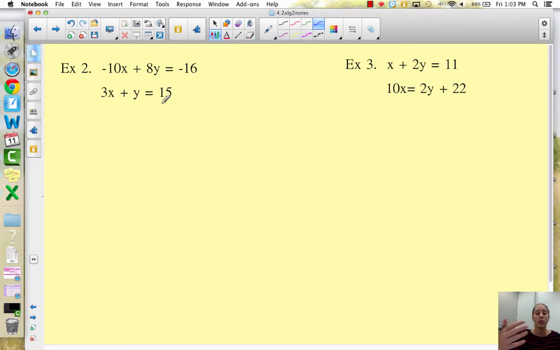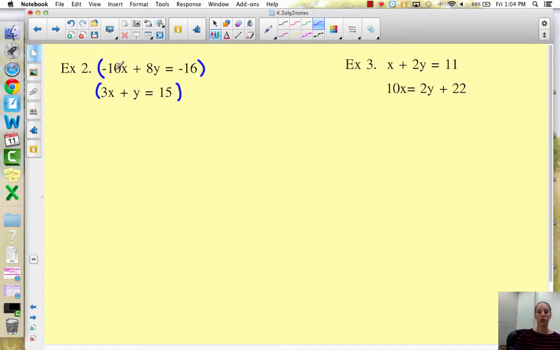So in this problem, I would go ahead and look at the x's, because what you notice is that the x's are already opposite signs. This one's negative, this one's positive. So what I need to do is multiply the top and bottom by a number or two different numbers so that the x's will match. Well, what's a number that 3 and 10 go into?